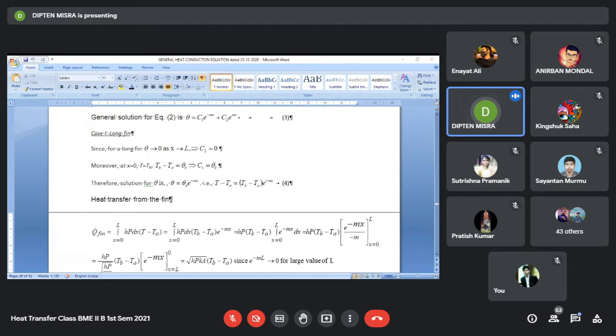So the maximum possible scenario is where you have a fin where the temperature remains uniform throughout the length of the fin, and that can happen for a fin where the conductivity approaches infinity. And when conductivity approaches infinity, what is the value of M? M becomes equal to 0. Well, M is equal to the square root of hP by kA. Because k is in the denominator, M will approach 0 when k approaches infinity. So this is for the ideal fin. This is the temperature distribution where M is equal to 0.